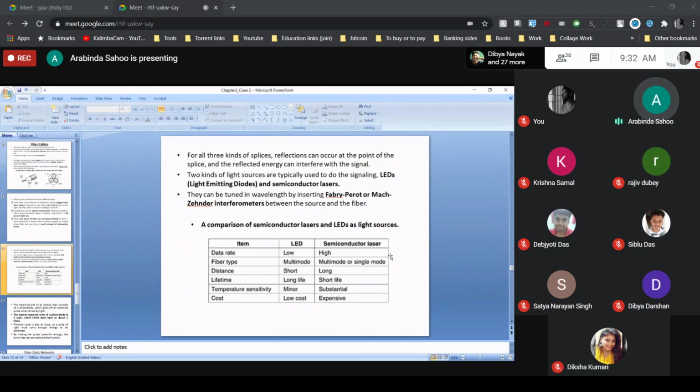As we already discussed, the light source is number one, number two is the transmission media, that is the fiber optic cable, and number three is the detector. These are the basic components associated with fiber optic communication. So this is the comparison between the different light sources.